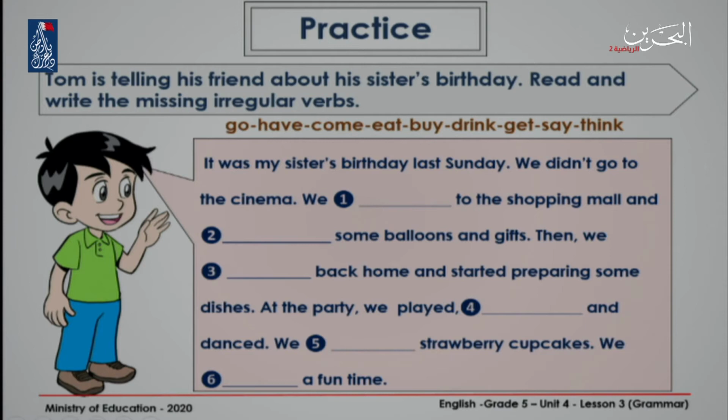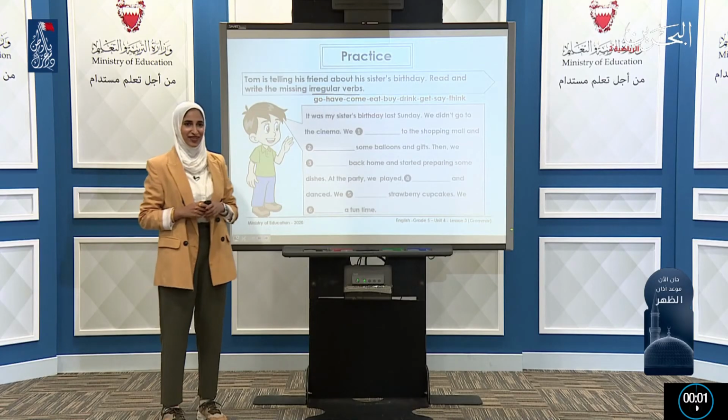In this activity, Tom is telling his friend about his sister's birthday. You have to read and write the missing irregular verbs. Here you have the verbs in the base form. You have to change them. You have 5 minutes. You can write your answers on your mini board. Start.